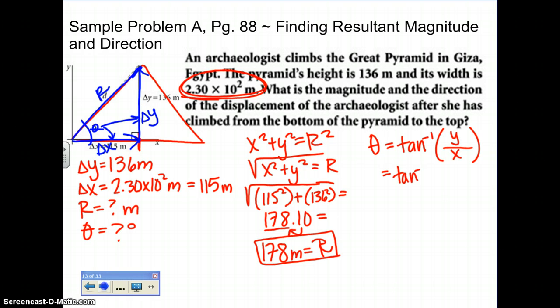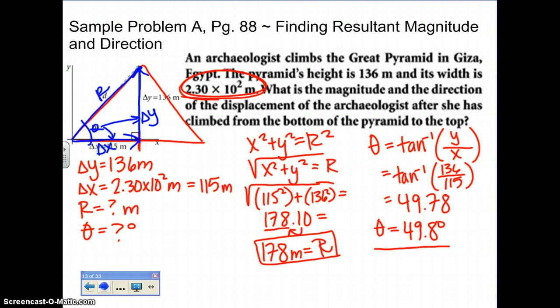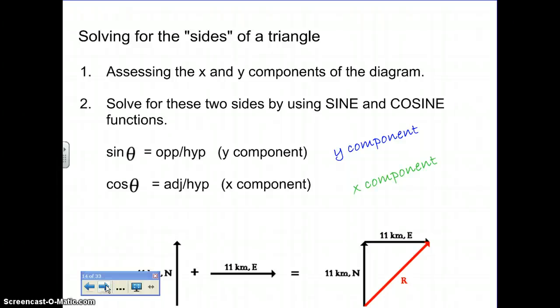So that would be the inverse tan of 136 divided by 115. Enter. You should get 49.78. Once again, sticking with your 3 sig figs, therefore theta equals 49.8 degrees. That's it. The problem didn't say like north of east, south of west, etc., so don't put it in there. Okay, so now you're going to solve for the sides.